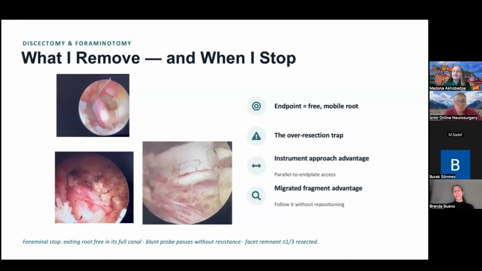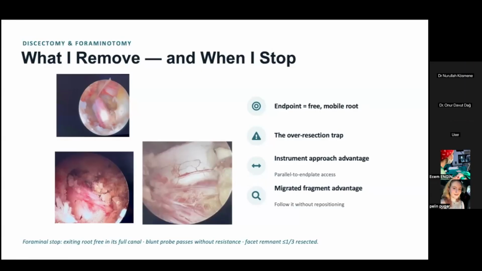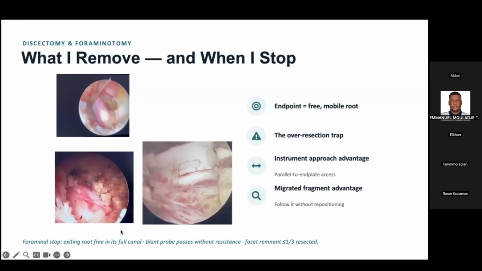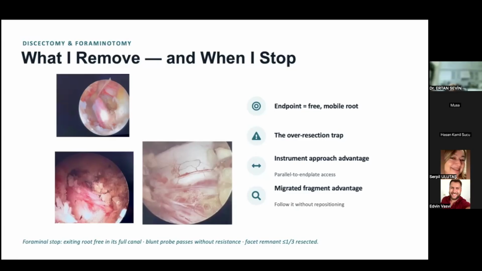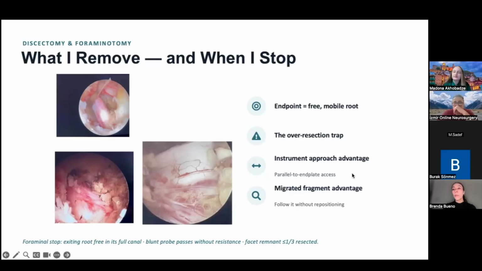And for that, I saw in the control MRI or CT scan that the work was good and there was no instability. So don't be afraid to work enough bone, because it's more frequent that you do a suboptimal decompression than an over-resection. Of course, like I said before, instrumentation is very important to help you. Parallel to the pathology, the starting point is more important.